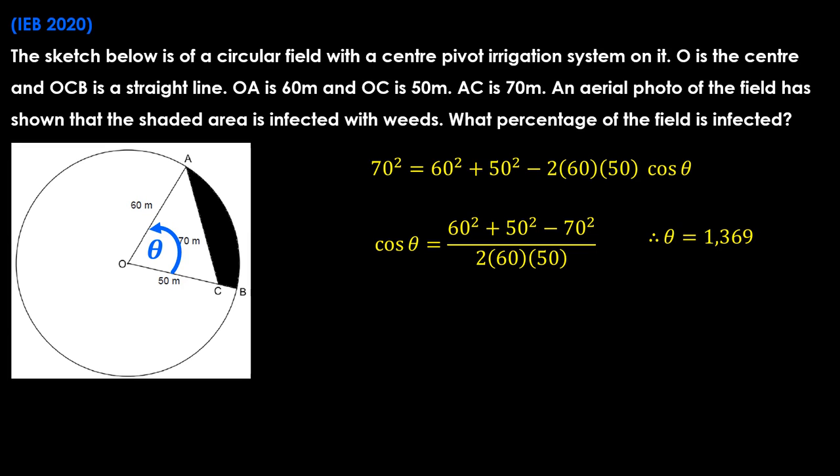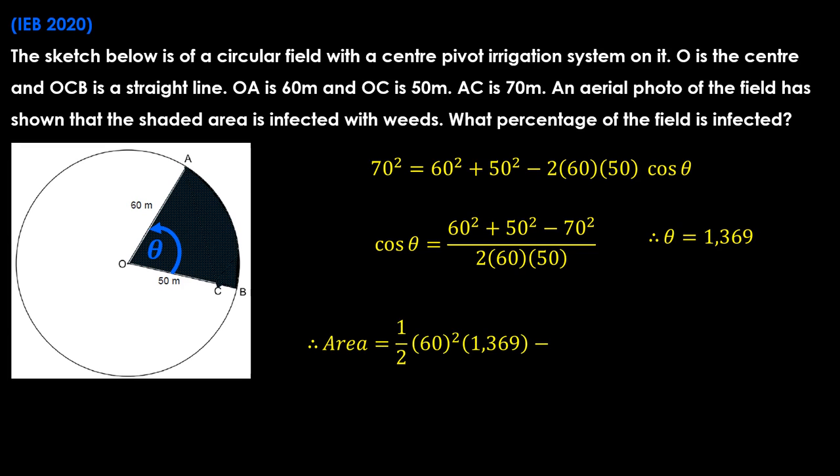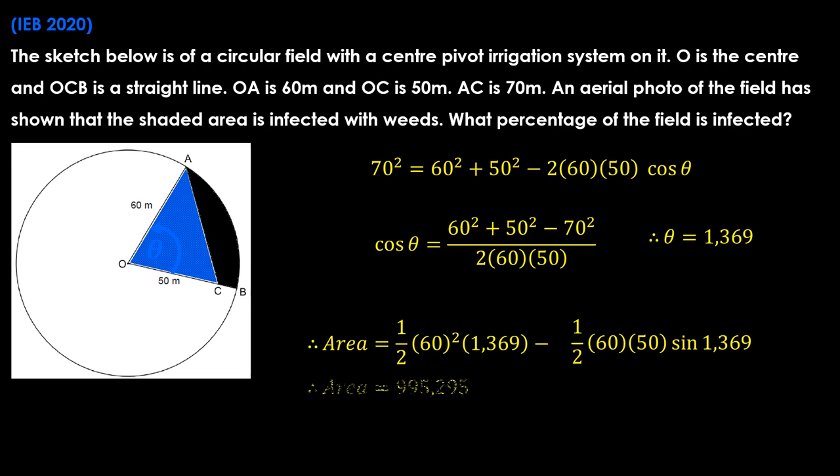Now that we've got angle theta, we can calculate the area of the sector. Now the area of the sector, remember, is a half times the radius squared times the angle, and the radius of the circle is 60. Then from that, we're going to subtract the area of the triangle. Now the area of the triangle in this question, it's going to be safest to use the area rule, which is going to be a half of 2 sides multiplied together, multiplied by sine of the angle between those 2 sides. So we get that the shaded area is 995,295.